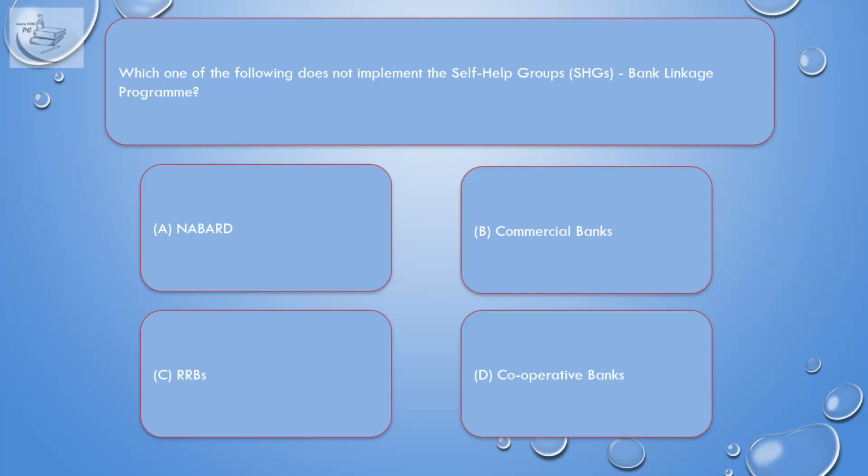Question: Which one of the following does not implement the self-help groups, SHGs, Bank Linkage Program? A. NABARD, B. Commercial Banks, C. RRBs, D. Cooperative Banks. Correct answer is B. Commercial Banks.